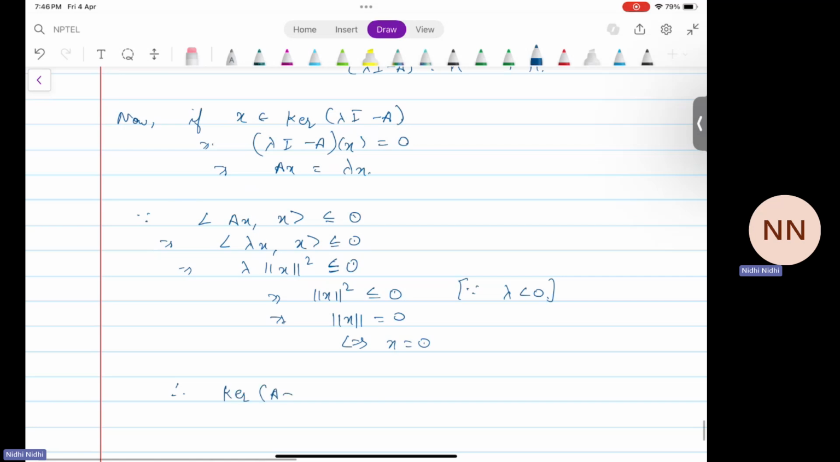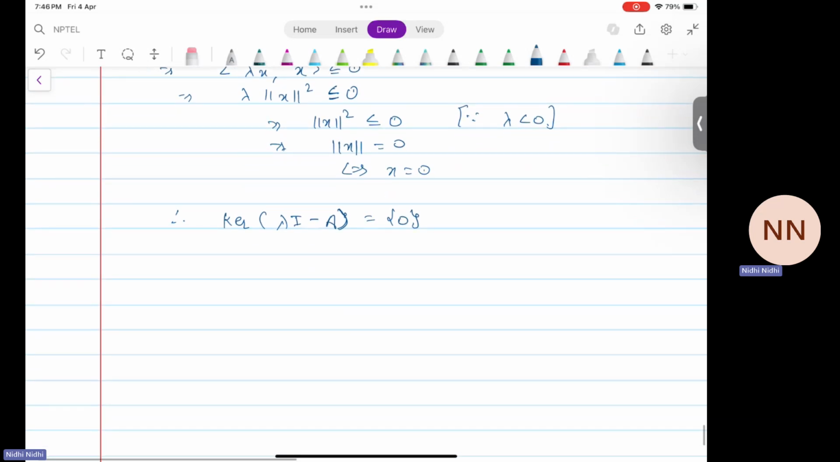Therefore, the kernel of lambda I minus A is singleton 0. Therefore, (lambda I minus A) inverse from H to H is a linear transformation. Moreover, it is bijective.